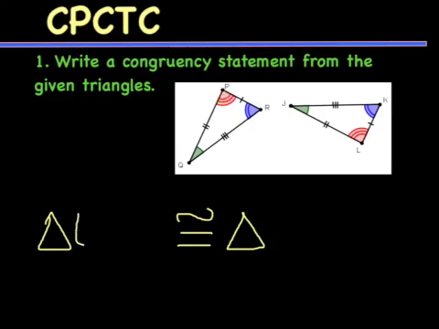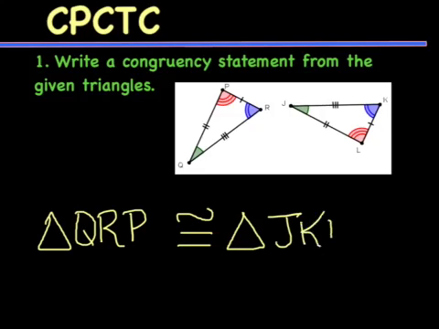So Q, R, P. Triangle QRP is congruent to, and we go over here, you can see these two are corresponding parts. They're going to be congruent. So this one has 1. Here's our 2, and here's our 3. So J, K, L. That's our congruency statement. That's it. Pretty easy, right?